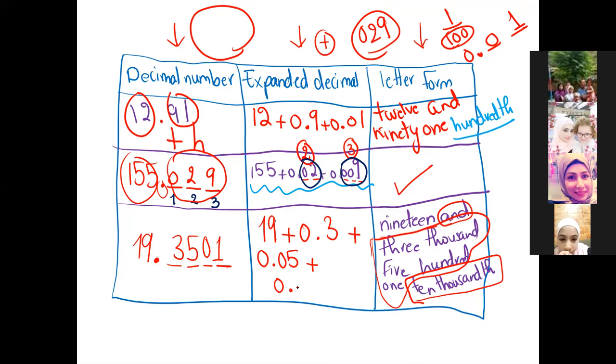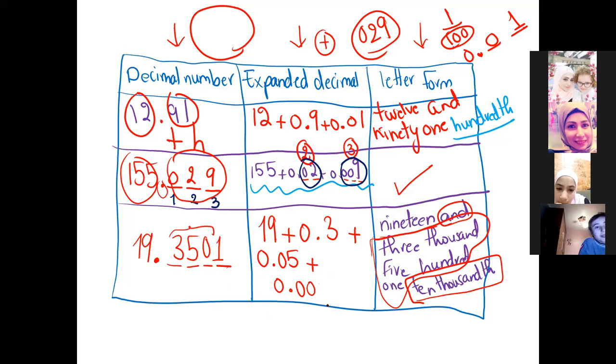0 point 0 and what? Rasha, how many zeros before 1? 0.001. Three zeros and then we write 1. Excellent. Bravo Rasha. Thank you. So before the 1, how many digits do we have in the decimal part? 3 digits. They all become zeros. Then we place 1. Is it clear?